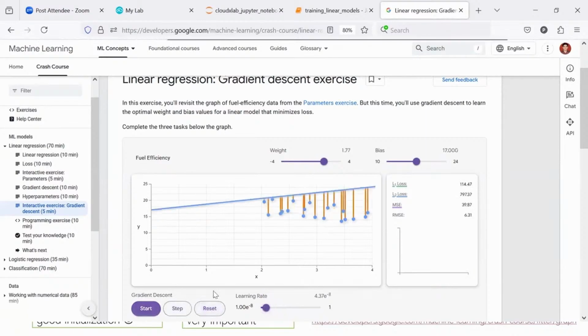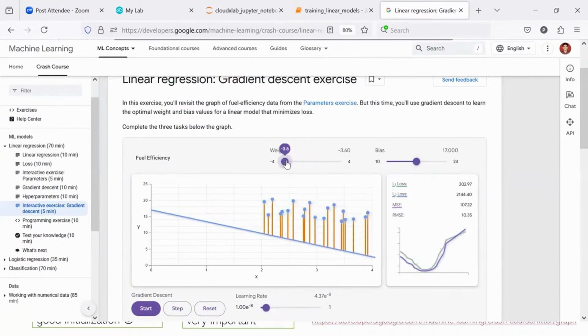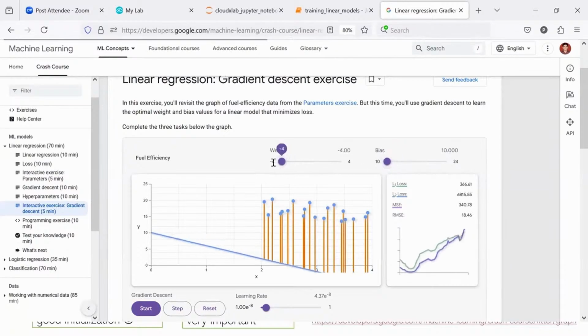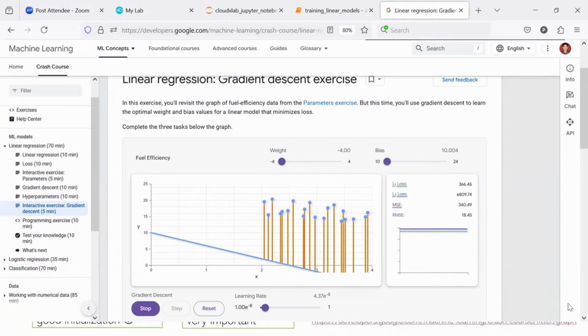Let's say this is the random initialization, right? We have to randomly initialize the weight and bias. So assume you randomly initialize the weight at -4 and the bias at 10, and the learning rate is very small. Now if you apply gradient descent, as you can see here, it will take several rounds of iterations to reach this optima position, because the unknown theta values are moving very slowly, right?